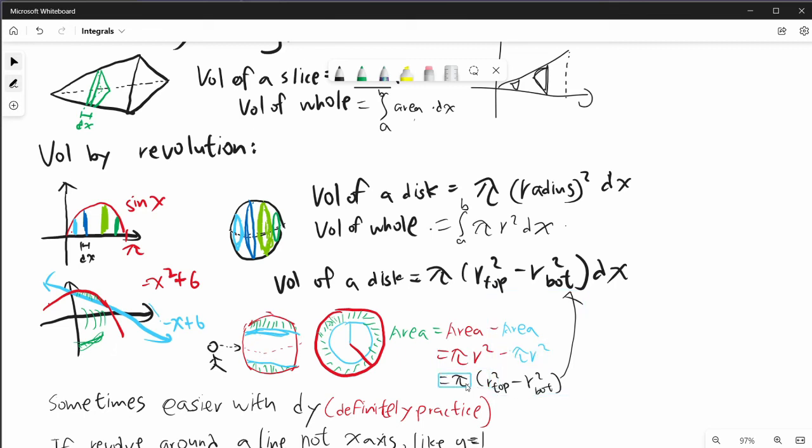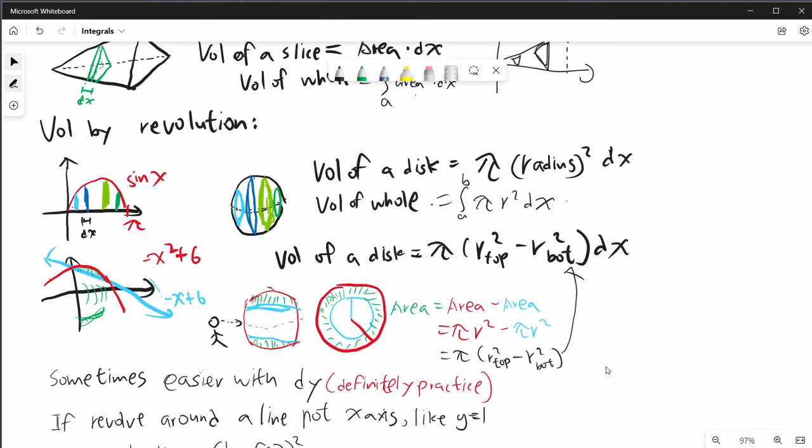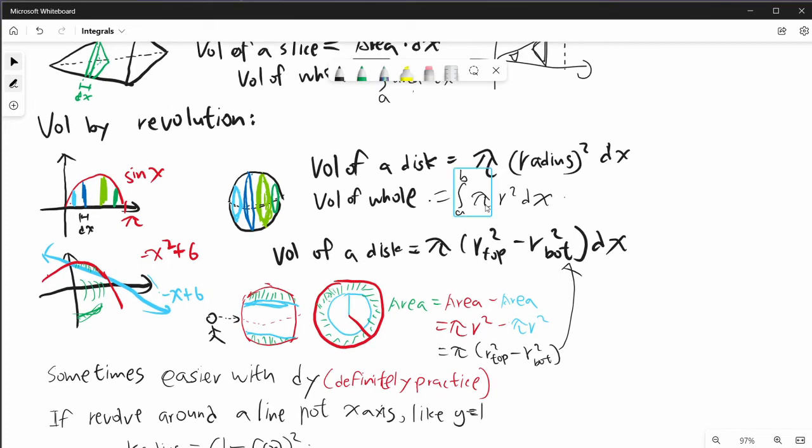Combining that, it will be the bigger radius, or the top equation radius, with pi times r top squared minus r bottom squared. And that gives us the volume of a disk. Remember, it's r top squared minus r bottom squared. And again, you can integrate that over the limits you have in dx, and that will give you the volume of the whole thing.